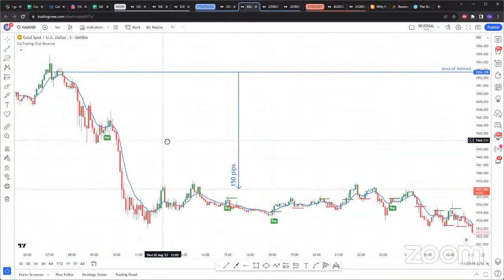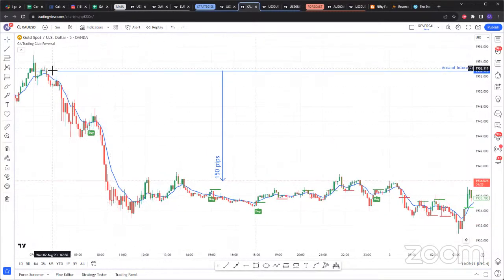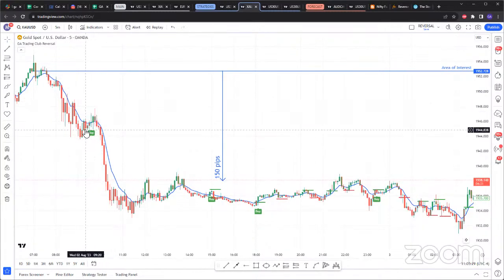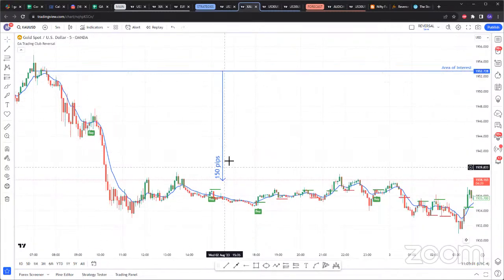This was Wednesday, ADP at 8:15, right here at 8:30. So there wasn't any reversal at 1940. This buy is invalid. It does not meet the threshold.